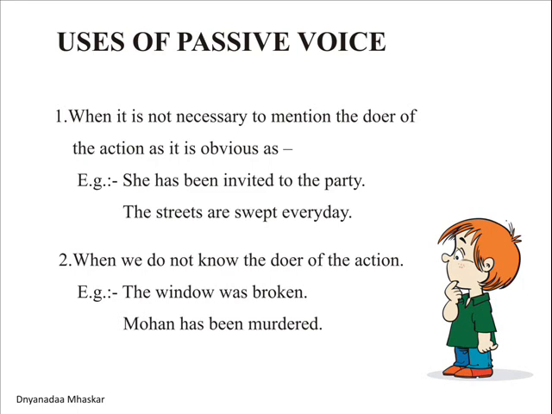Example, the window was broken. Now here also we do not know who has broken the window because we did not see anyone breaking the window. So we do not know the person who has committed this particular action. Mohan has been murdered. So we do not know the person who killed, who murdered Mohan. So what do we see in the second part? That is, we are unaware of the person who has done the action.